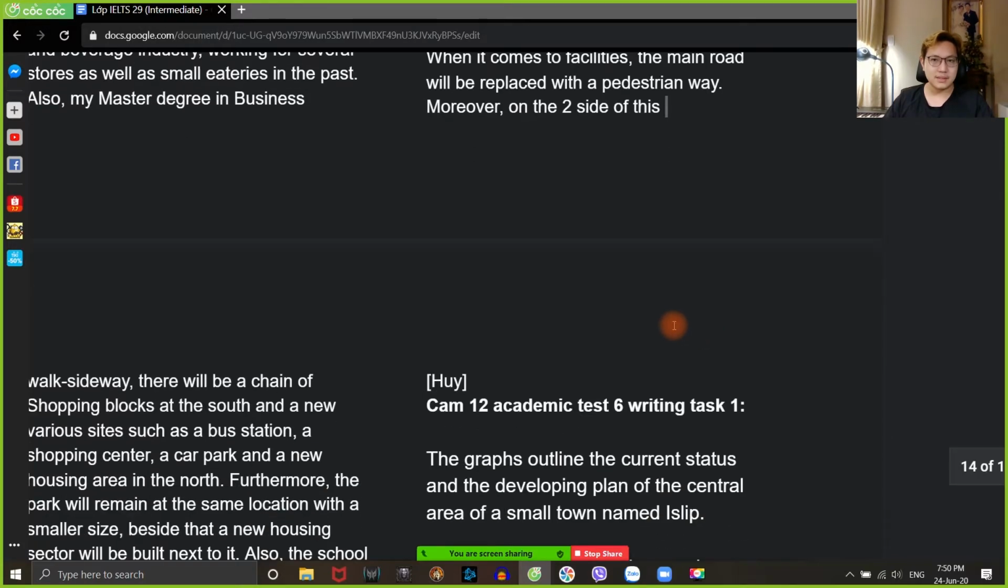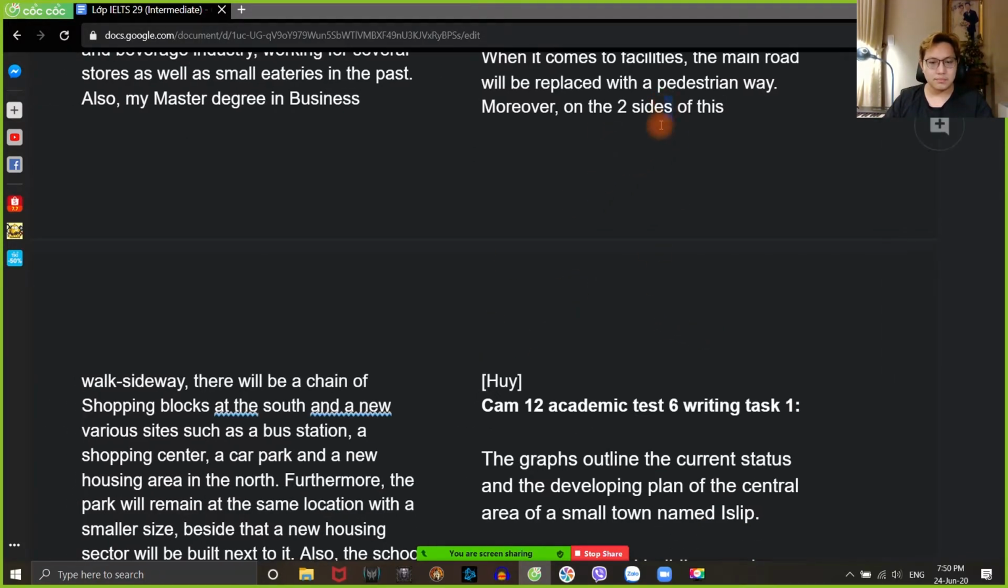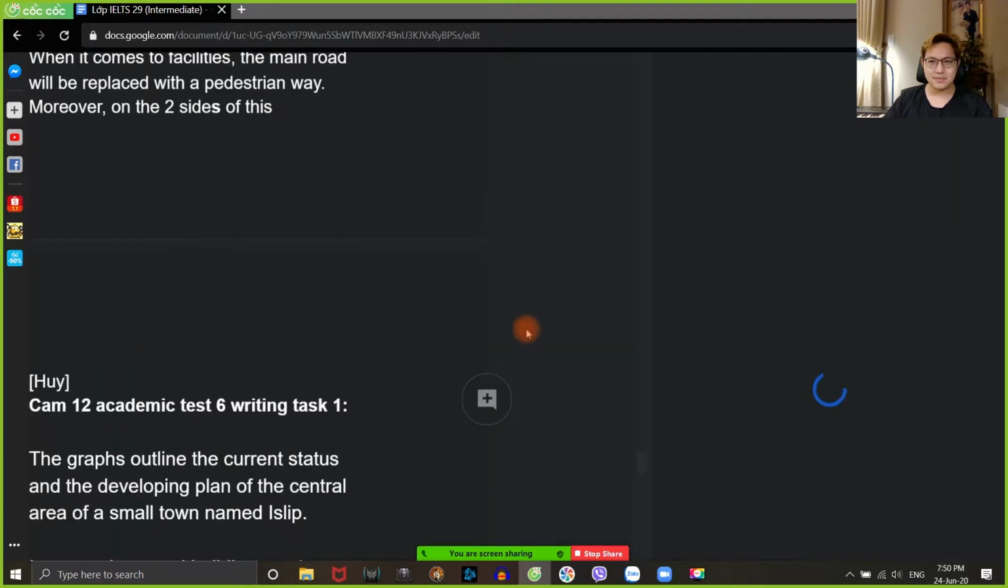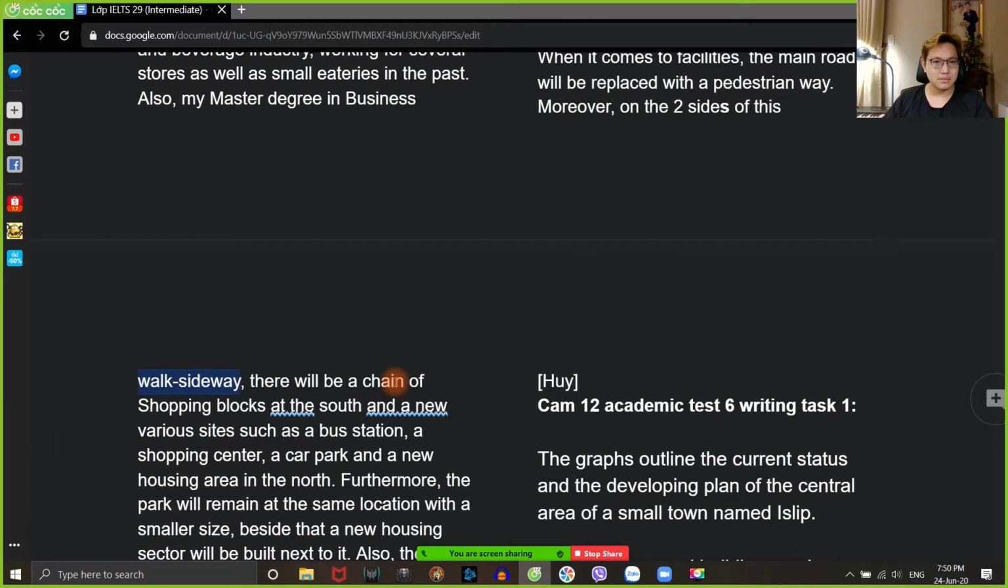Moreover, on the two sides. So new... On the two sides of this walk side way. Well, what is this walk side way? What is a walk side way? On the two sides of this walk side way. What is a walk side way? I don't know this. I don't think there's anything like that in a dictionary either.